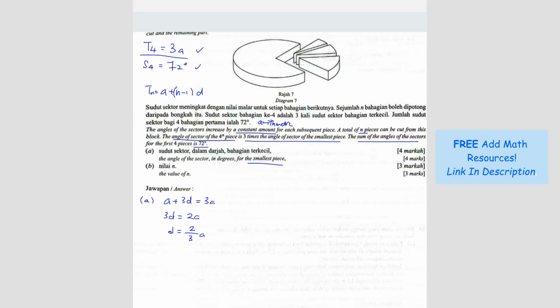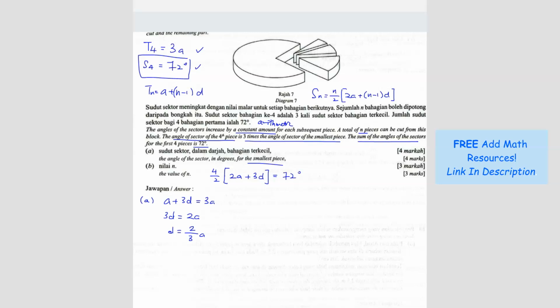Okay, so what is the second equation? We're going to use the second information given. So S4, we're going to use the sum formula. What's the formula? Sn equals n over 2, 2a plus n minus 1 d. Okay, so now we're doing S4, right? So S4 will be 4 over 2 times 2 times a plus n minus 1, so 4 minus 1 is 3d, equals 72.